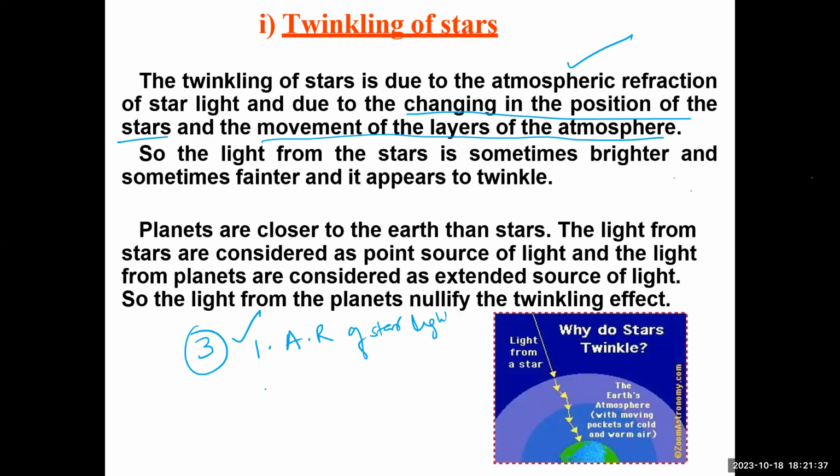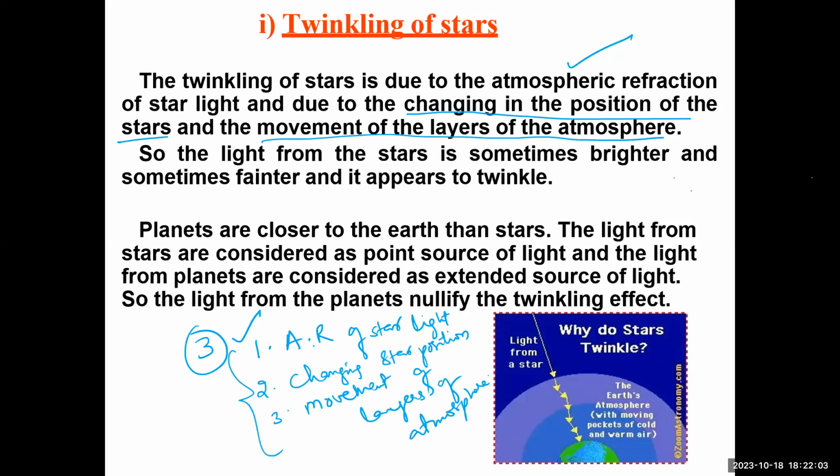Then what is the second point? The second reason is the changing of the star position. Then what is the third point? The third point is the movement of layers of the atmosphere. These are the three main reasons for the twinkling of a star. So keep this in mind. First is atmospheric refraction of starlight. Second is changing of star position. Third is movement of layers of atmosphere.